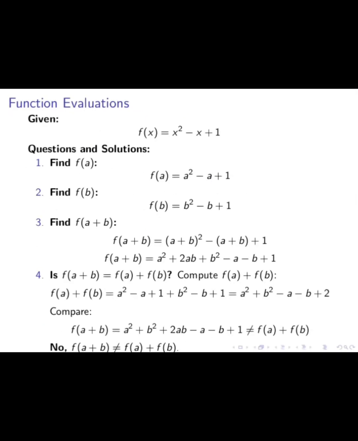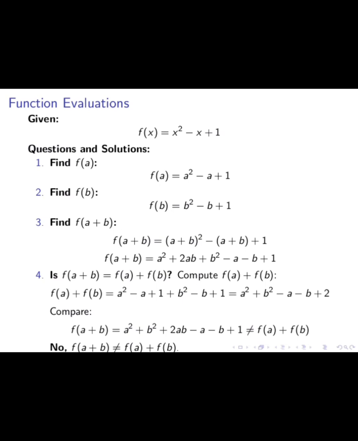So question 2 is a question on functions, and we have f of x to be x squared minus x plus 1, and we have to find f of a and f of b. So f of a simply means that anywhere you see the value of x, you are representing it with a. So that becomes a squared minus a plus 1. F of b, similarly, anywhere you see x, you are to insert b. So that's b squared minus b plus 1.